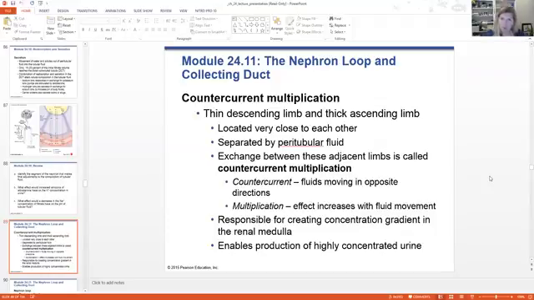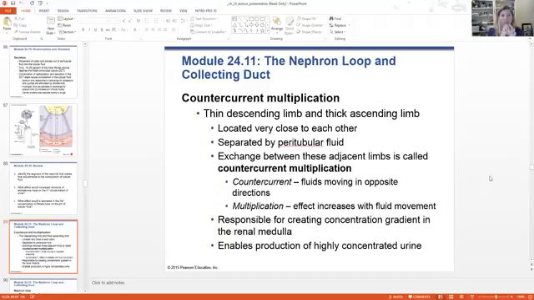In our nephron loop, which again is between the PCT and the DCT, you have this mechanism working called countercurrent multiplication. It's kind of like countercurrent exchange, right? Where you have these two things that are moving in opposite directions that are going to affect each other. So the thin descending and thick ascending limb of our nephron loop are very close to each other, and there's peritubular fluid in between. There's an exchange that takes place between these limbs, and it's called countercurrent multiplication.